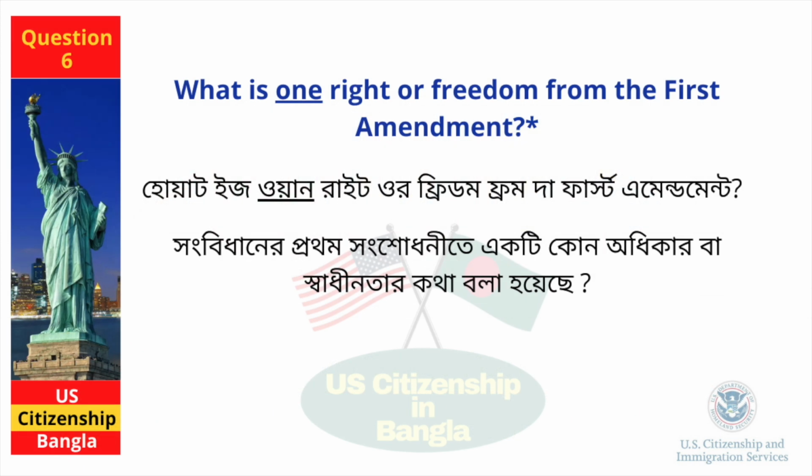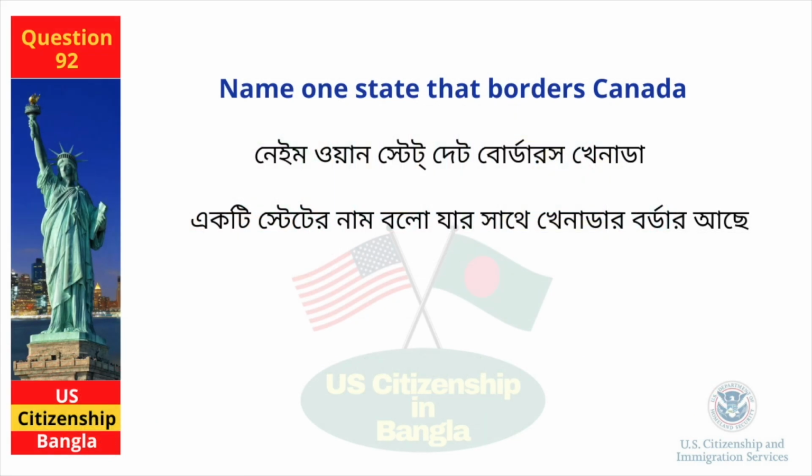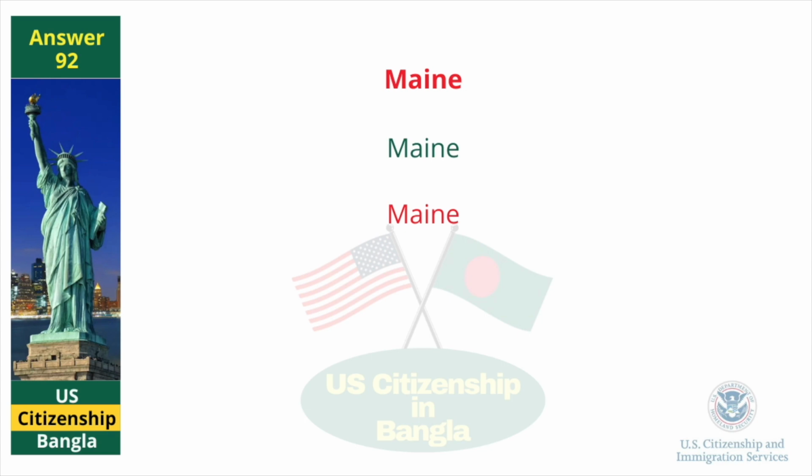What is one right or freedom from the First Amendment? Name one state that borders Canada. Maine.